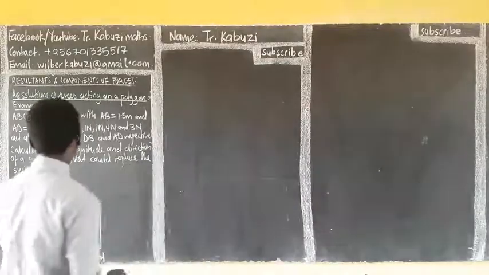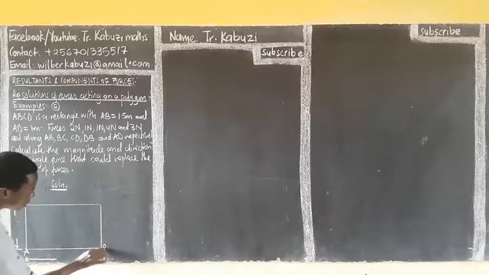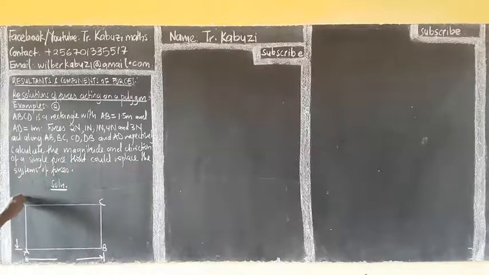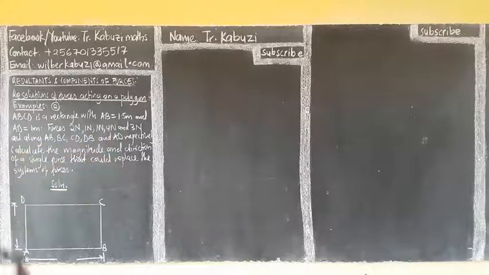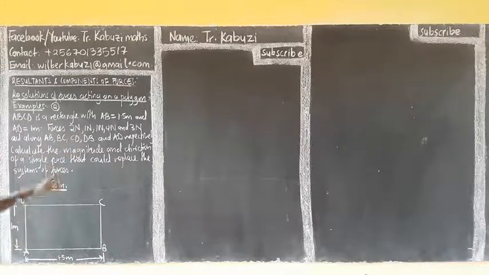So let us first mark our rectangle. This is A, this is B, this is C, and so that will be our D. AB is 1.5, this is 1.5 meters. Then AD is 1 meter. So they are giving us the dimensions of that rectangle. Forces 2 newtons, 1, 1, 4, and 3 act along AB and AD respectively.